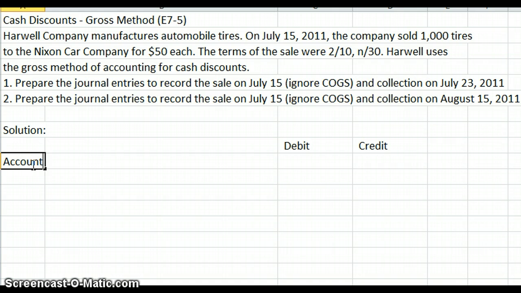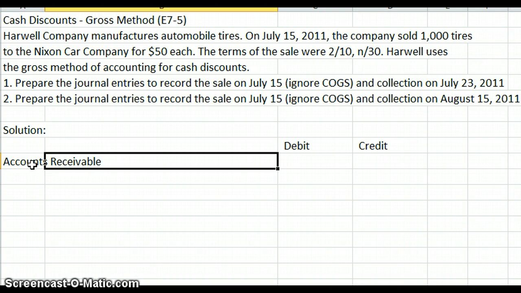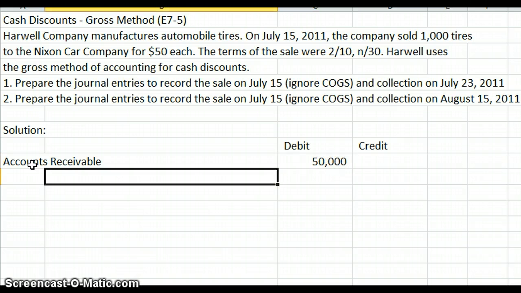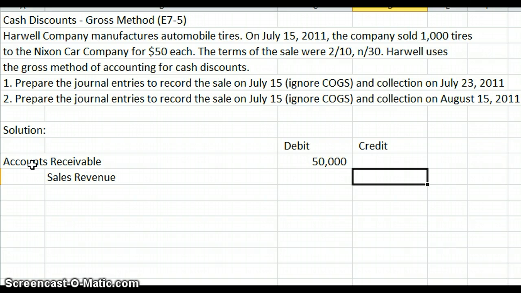So what we would do, as in all sales, is debit our accounts receivable for $50,000, the total amount of the sale, and we will credit our sales revenue for $50,000. Notice we haven't anticipated any discounts at this point in time.